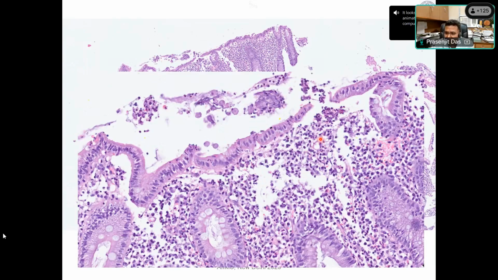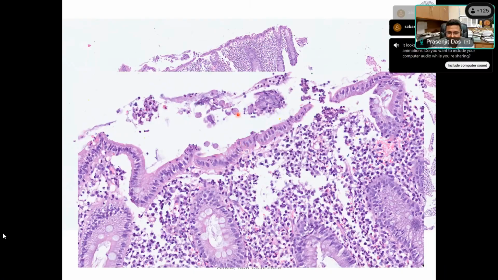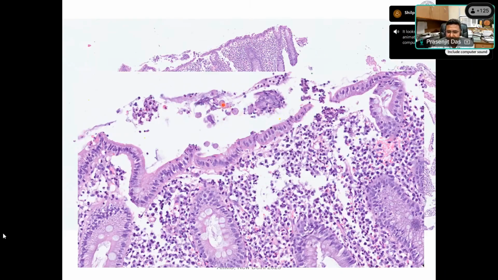Anything? Anyone? Parasites. What are these parasites? Looks like Entamoeba histolytica. Entamoeba histolytica, trophozoite. Now, if I say these are not trophozoites, these are histiocytes, how will you defend your claim? What are the defining features? Morphologically, obviously, I'm talking about morphology.